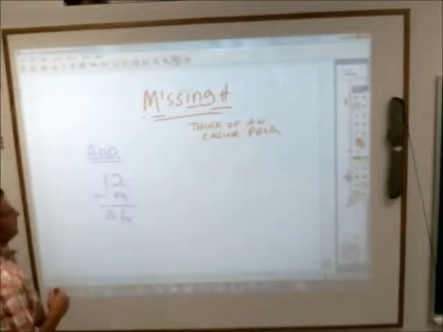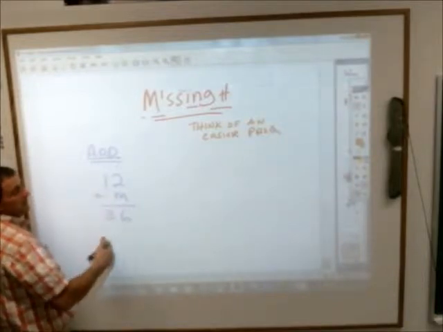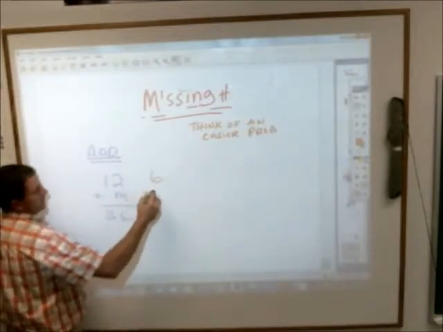Think of an easier problem. In other words, this. When you come up with a problem like this, I want you to think of an easy addition problem. And you can pick any one you want. 6 plus 4 equals 10.